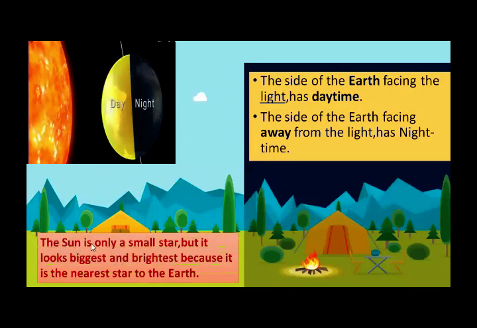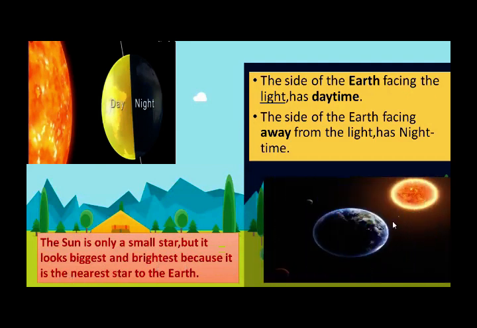And the sun is only a small star, but it looks biggest and brightest because it is the nearest star to the Earth. Okay, beta, are you clear? And this is all about unit number 9, day and night.